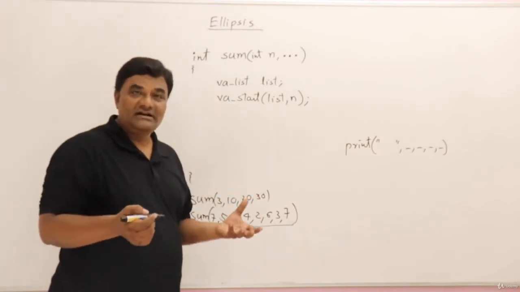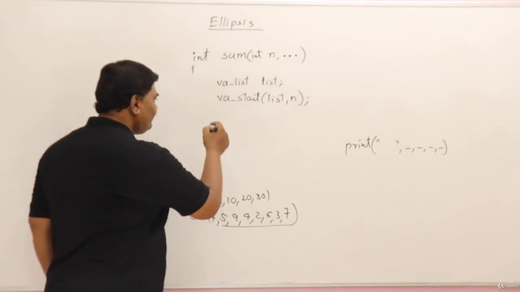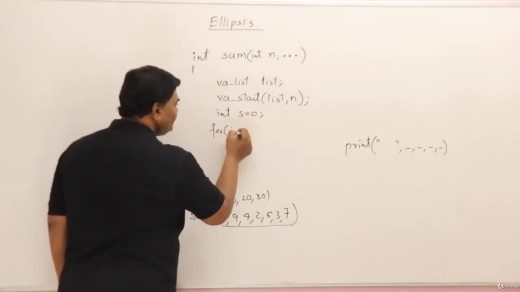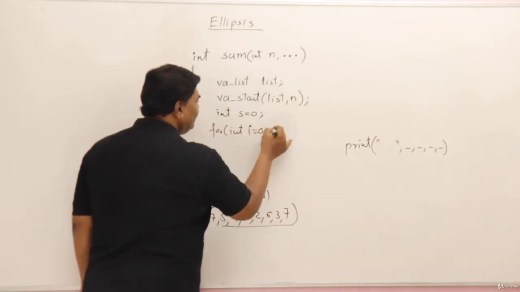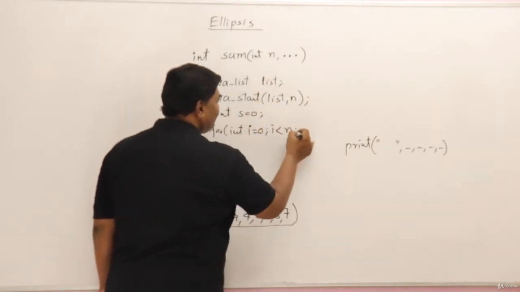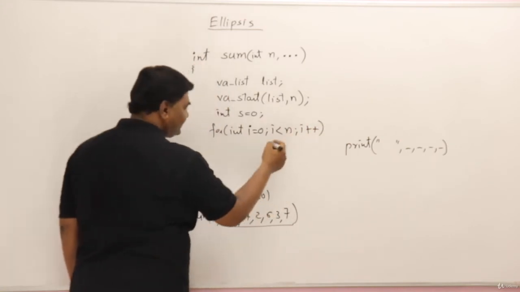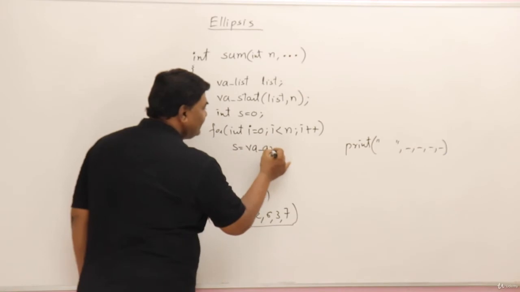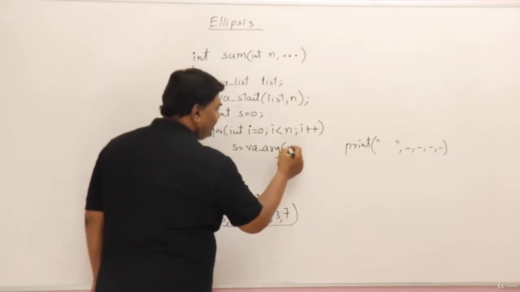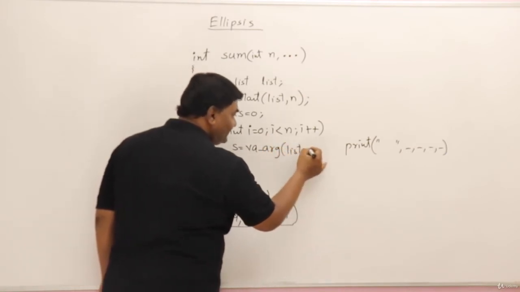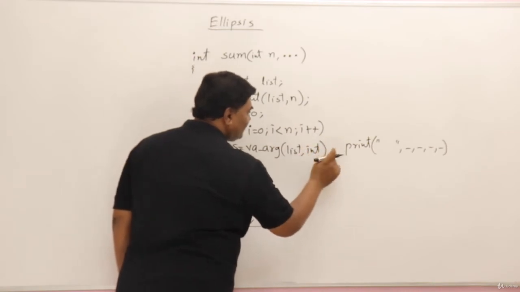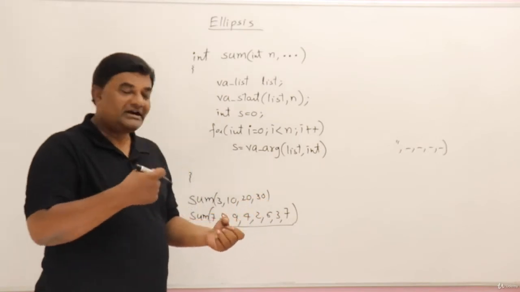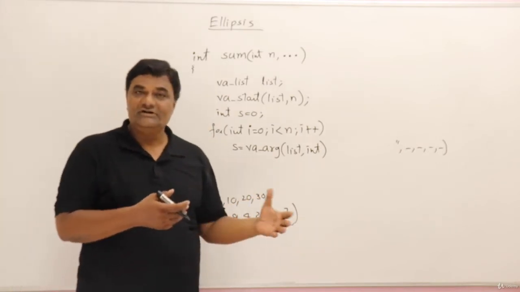So simply I will try to find the sum of all the elements. For that I will take one variable s, that is 0. Now for int i assign 0, i less than n, since n elements are there, and i plus plus. For this many times I will iterate, and s assign va_arg, which is a function that will take the list, and I have to mention the data type also here. va_arg will go on getting the elements one by one because it is written inside a for loop.